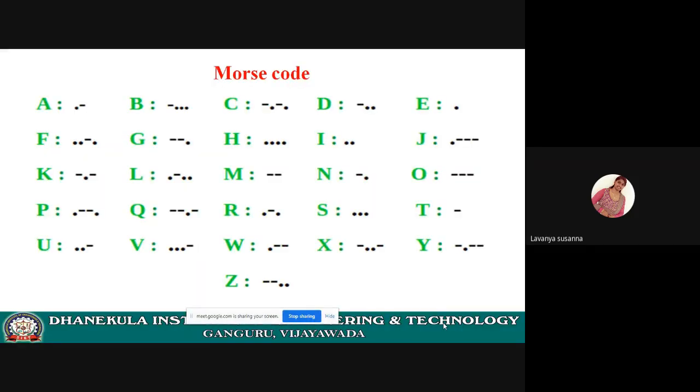Once again, see the PPT from A to Z. In this way, for digits from 0 to 9 there will also be these beep codes, that means Morse code. You will communicate only using sounds, some beep sounds.